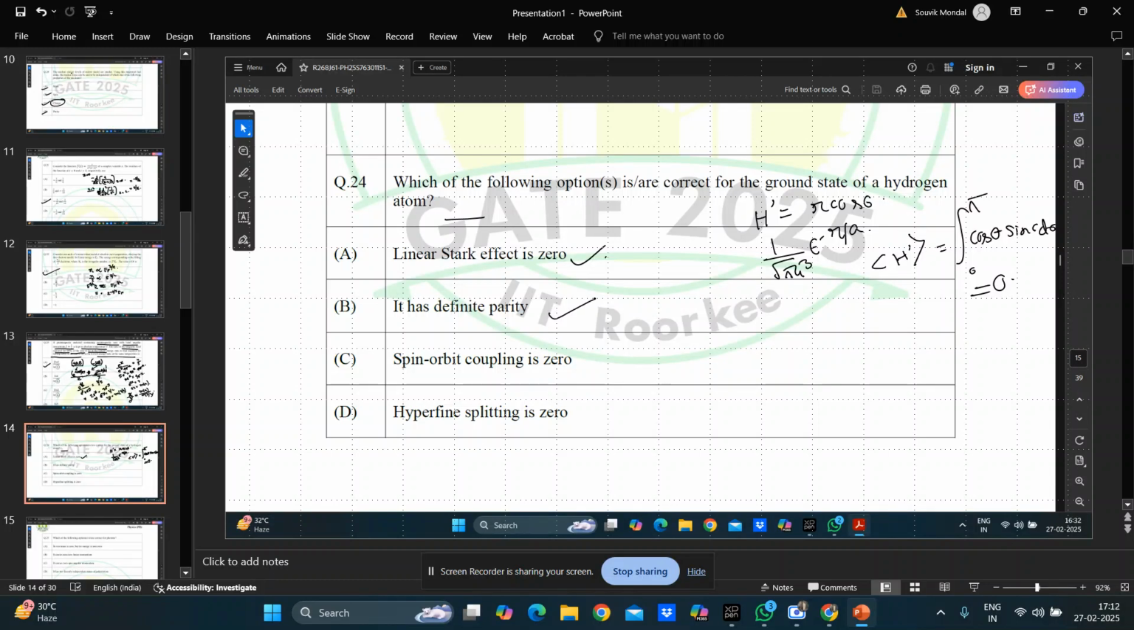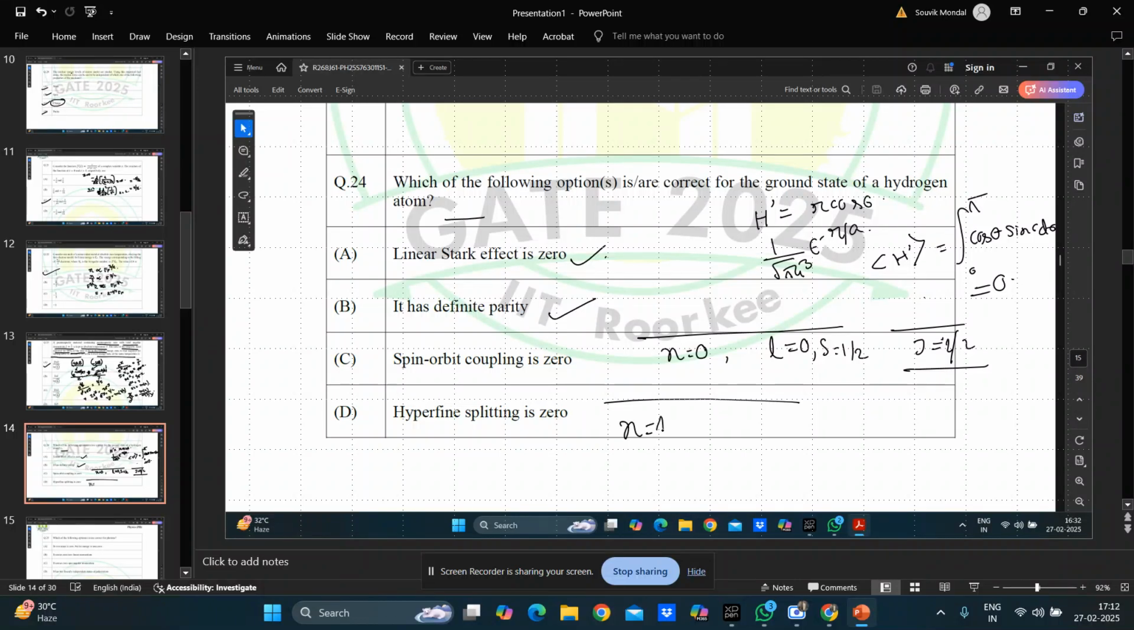It has definite parity, true. Spin orbit coupling: for n is equal to 1, the ground state, the only possible value of l is 0. And spin is half, so the only possible j value is half. There is no other possible j value, so it is not split at all. In the spin orbit case, this ground state will only get j is equal to half, but there is no other j state. So it will not split.